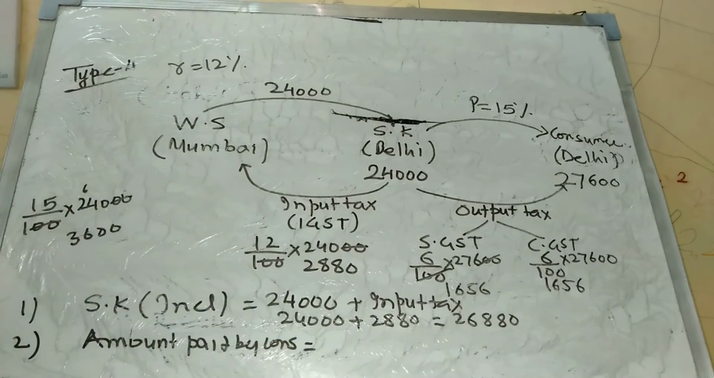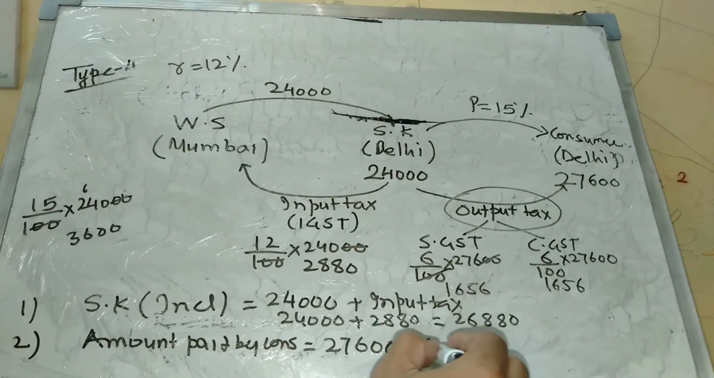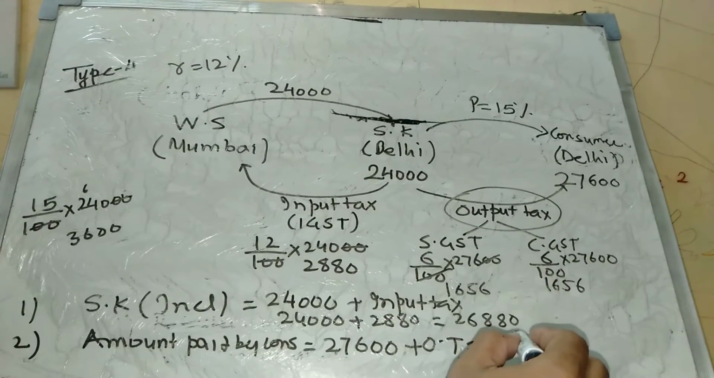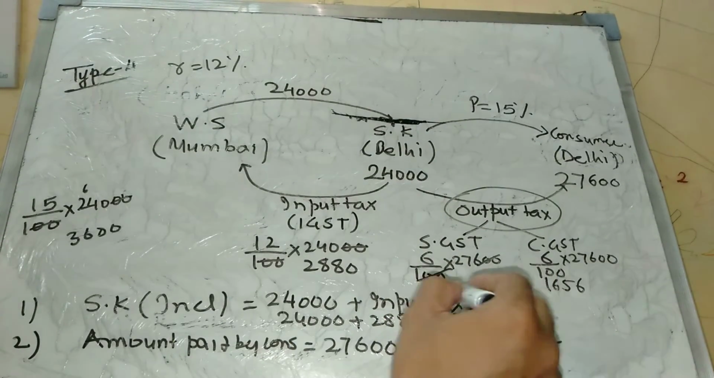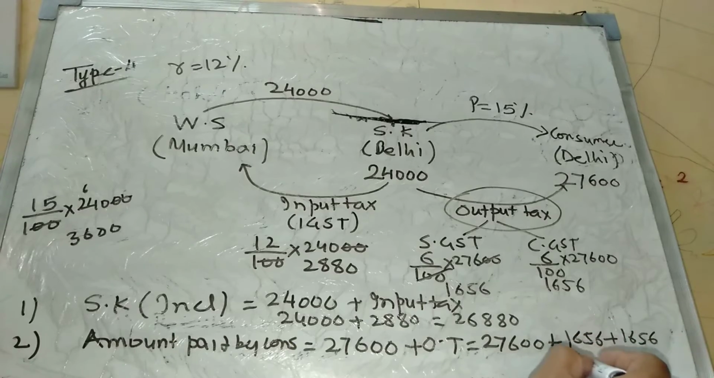So, consumer will pay 27,600 plus consumer will pay this output tax. 27,600 plus output tax is 1656 plus 1656, 30912.